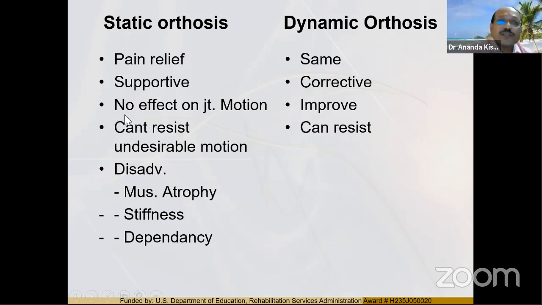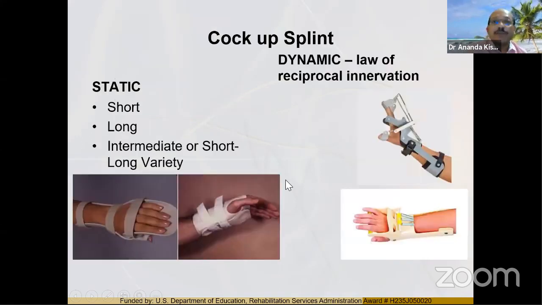Now, static orthosis has no effect on joint motions, but the dynamic orthosis can improve the joint motions. The static orthosis cannot resist undesirable motions, whereas the dynamic orthosis can resist undesirable motions. Now, what is the disadvantage of static orthosis? If you use it for a prolonged period, it will cause muscle atrophy, that will cause stiffness and also dependency, which is seen in the case of dynamic orthosis. Now, these are the static orthosis.